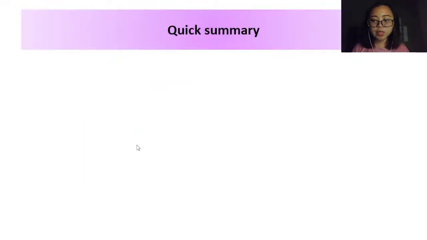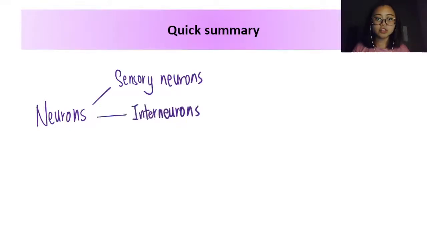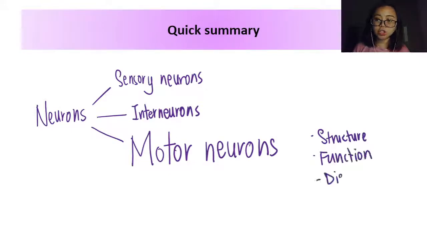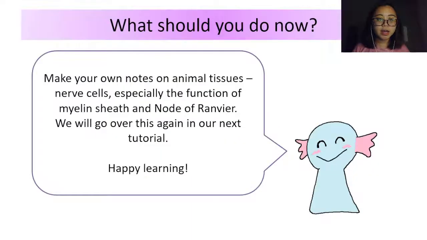Alright, so just a very quick summary. In this subtopic, we talk about neurons, sensory, interneuron, motor neuron, and also their structure, function, and distribution. So that is all for this part of the chapter, and you can make your own notes on animal tissues, nerve cells, and I really want you to remember how to answer if people ask you what is the function of myelin sheath and what is the function of node of Ranvier. And we'll go over this again in our next tutorial.